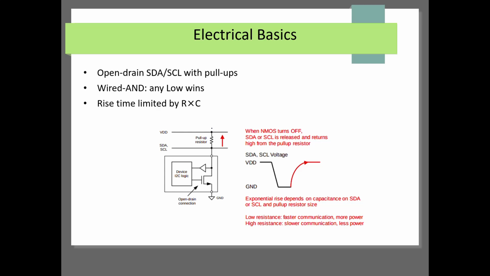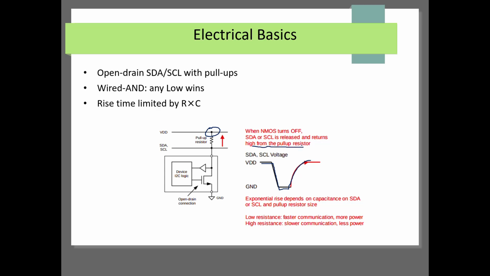The pull-up resistance is always connected to VDD here. Whatever device we are using pulls the line from high to low. Then, when it is again in idle condition, it is pushed from low to high through the pull-up resistance. So when the NMOS turns off, the SDA line or SCL line is released and returns to high through the pull-up resistance.